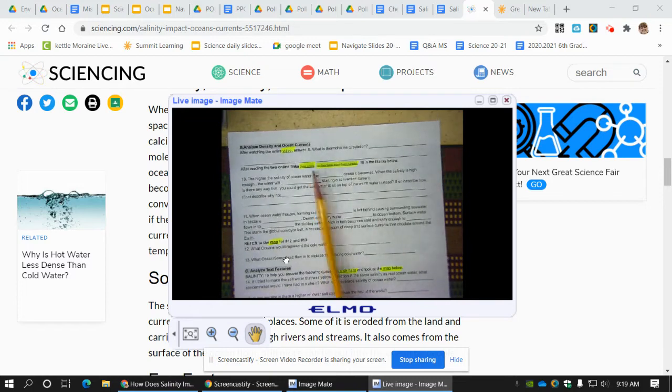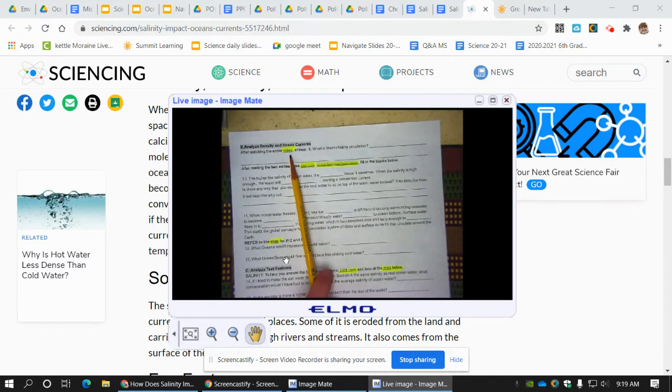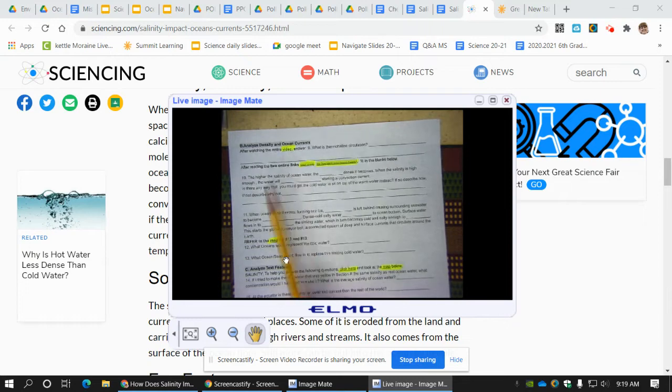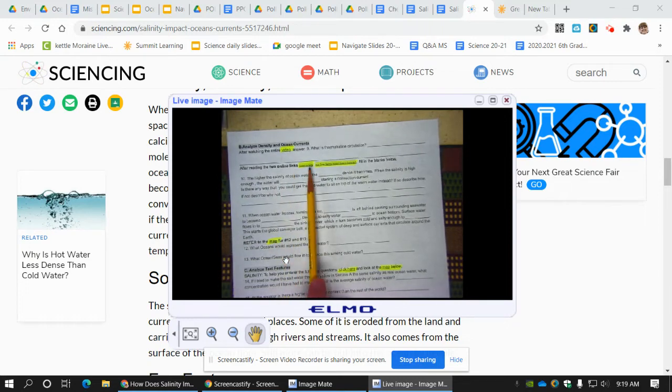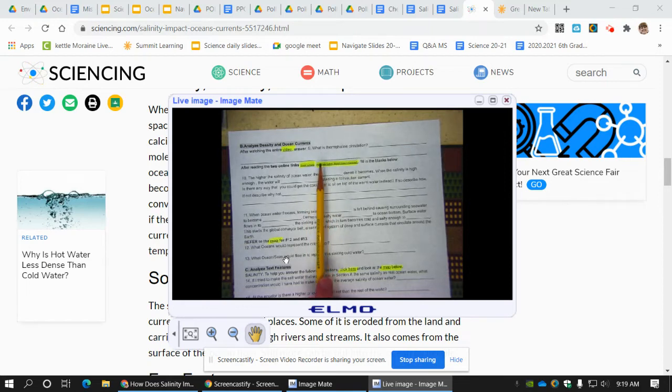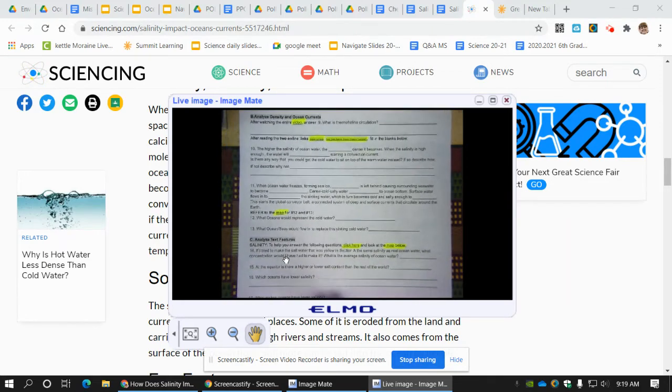It says after watching the entire video. That means I need to click on this video. It says after reading the 2 online links, and there's 2 links there that I need to record as well. Then you're actually looking at a map right here and referring to the map. Well, looking on your sheet, you don't see a map right here, so we need to go back to that resource and take a look at that. So I'm going to do that for you right now so you can see that.